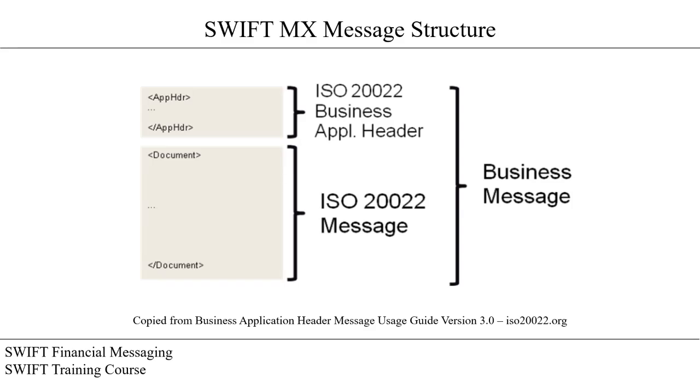A typical MX message structure. As you can see, the business message for the MX message structure consists of the ISO 20022 business application header and the ISO 20022 message. The business application header would have the details of the sending and receiving systems or institutions, and then the document will have the business data of the message itself.